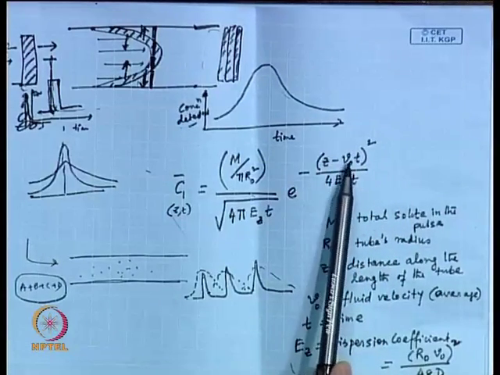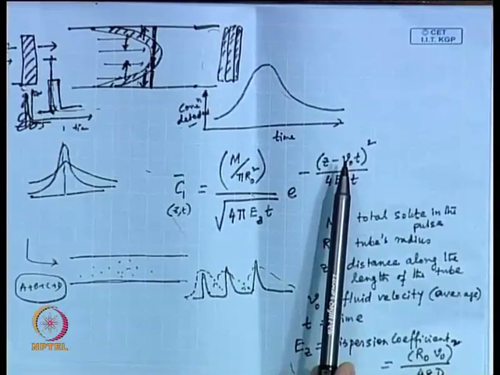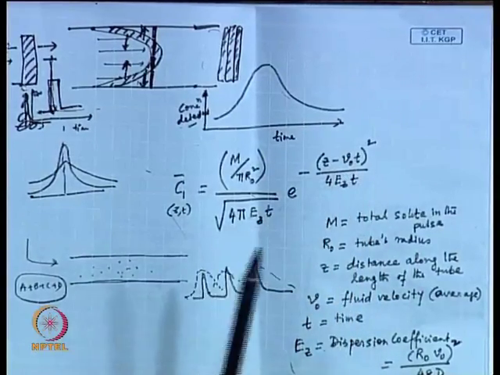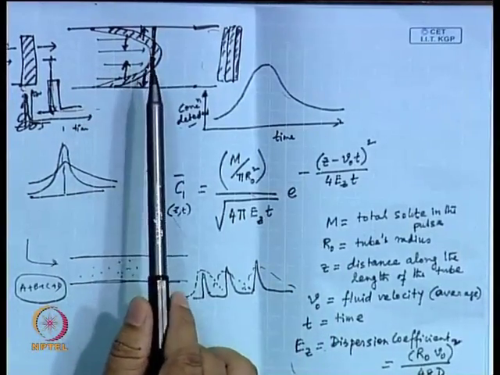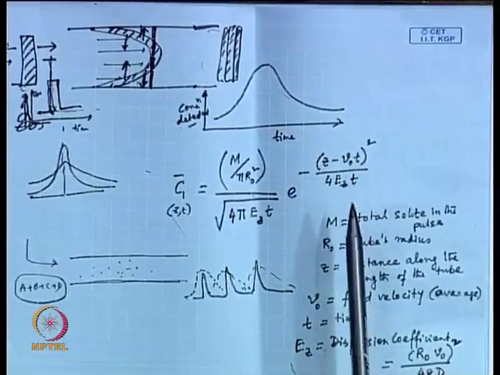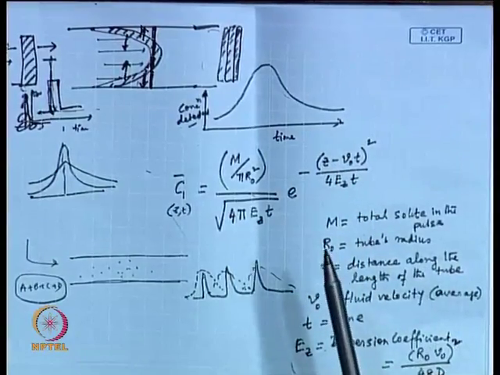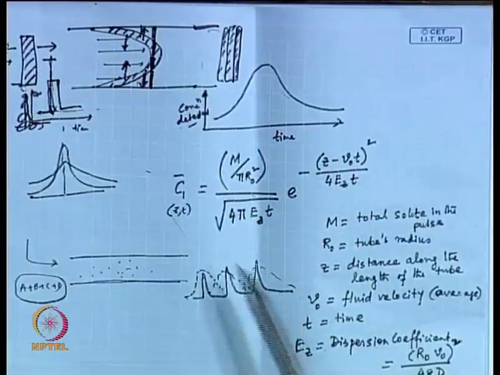Here, this z minus v 0 t, it must be obvious to you, is because you are trying to put together a moving coordinate system. V naught t is the distance that the pulse would have moved at an average velocity v 0 in time t. So, this z minus v 0 t is an offshoot of going to a moving coordinate system, and this Ez is equivalent to diffusivity.